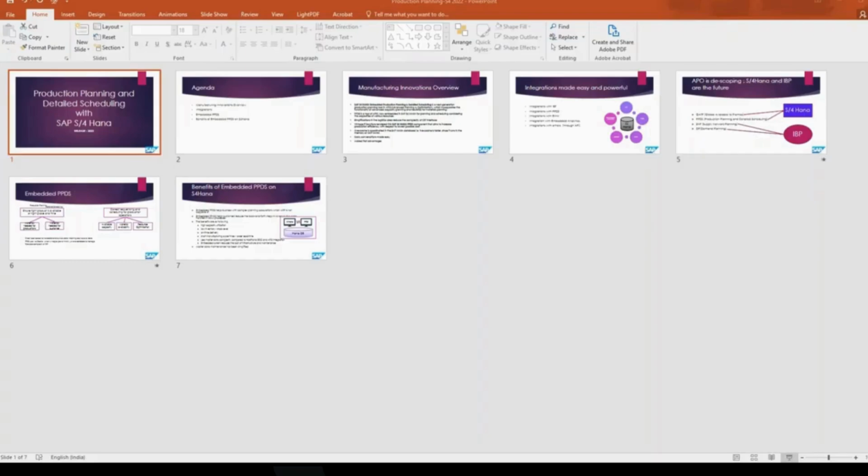PPDS is a tool of APO which is now embedded in SAP S4HANA for planning and scheduling, considering the capacity of various resources. When I say resources, it could be a machine, a handling resource, a GR processing resource, or a calendar resource. Resources are what, in ECC or in the SAP system, we call a machine or work center, or production line. Otherwise, those are called resources on the APO side. In PPDS also, it's the same.